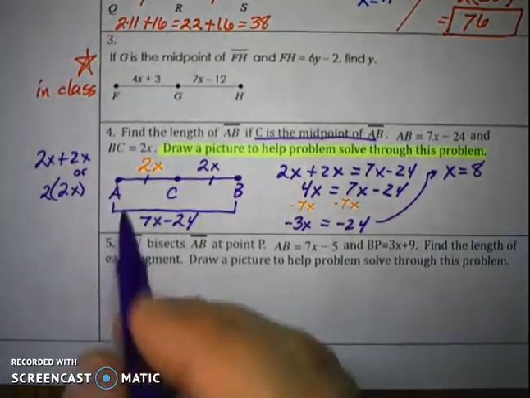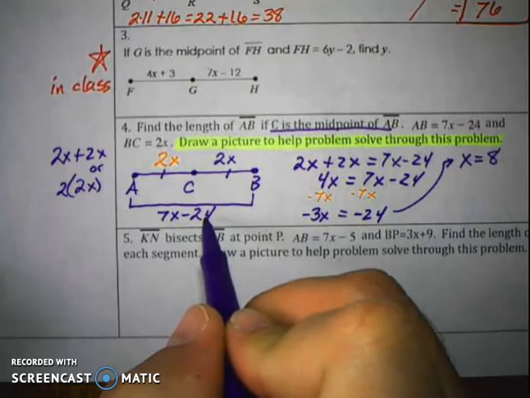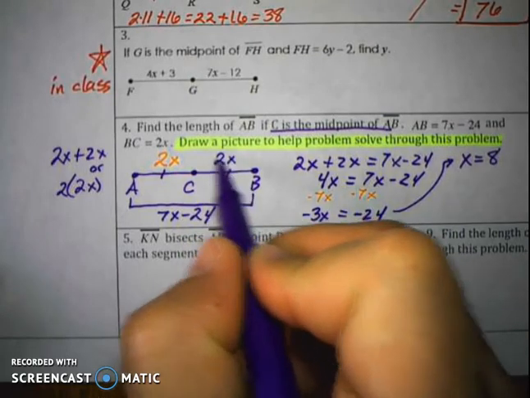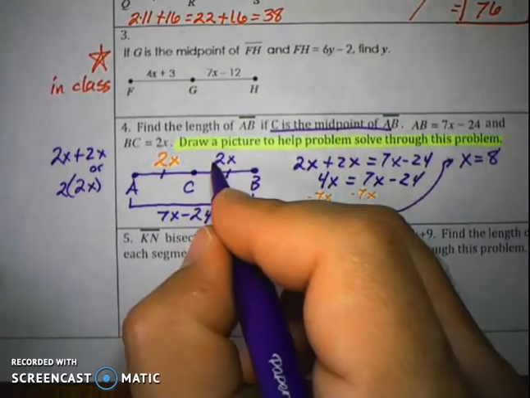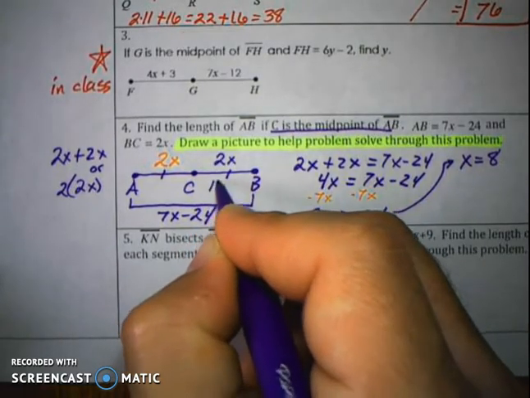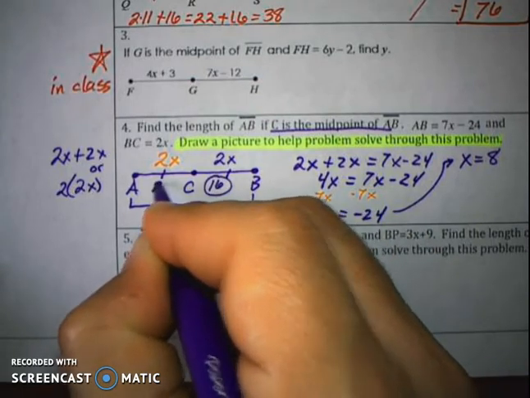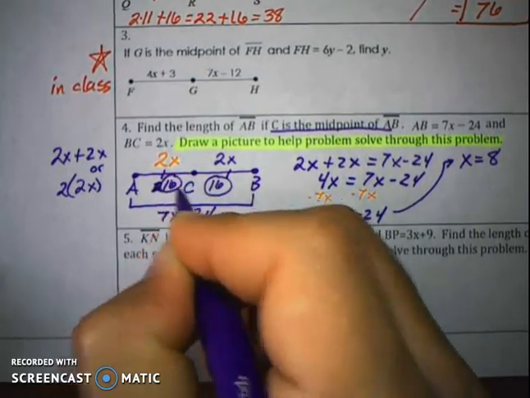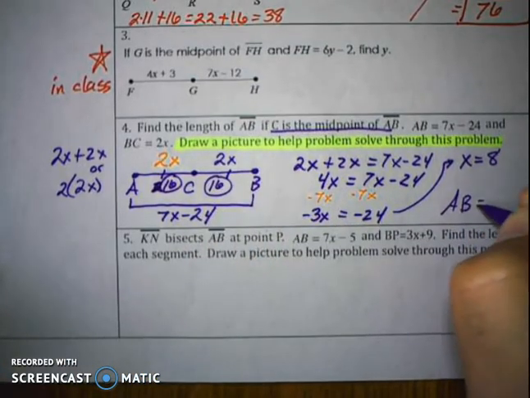And we're told to find the length of AB. Now, remember, I could plug it in for the 7x minus 24, or I could plug it in for the 2x and double it, and that might be a little bit easier. If x is 8, 2 times 8 is 16. Well, both sides here would be 16. And 16 plus 16 for the total length of AB would be 32.